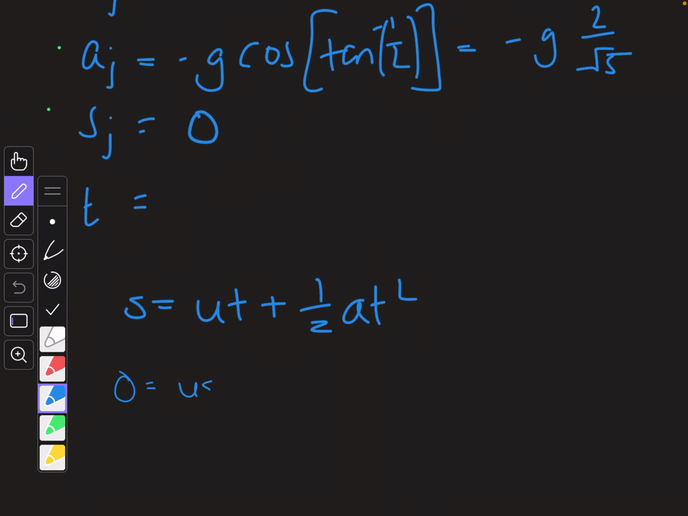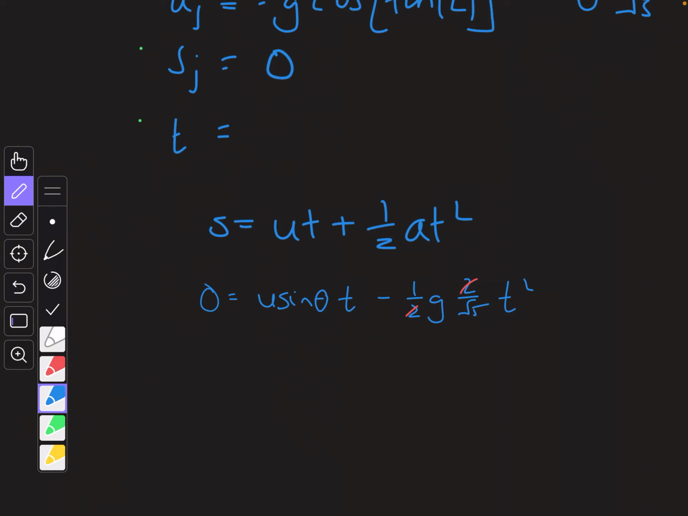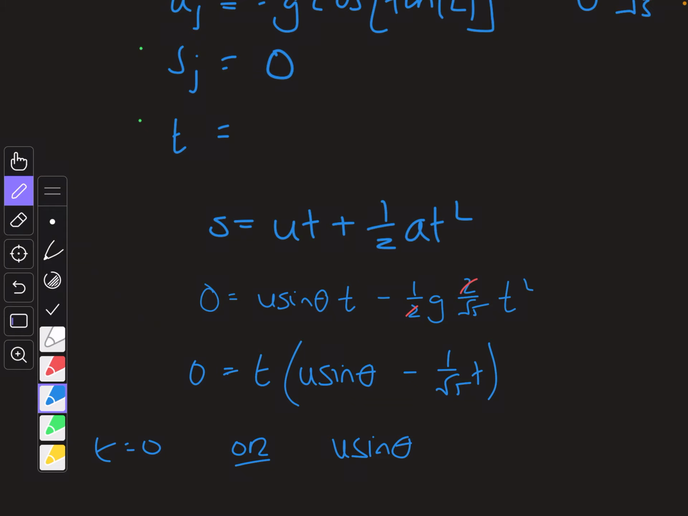So this is u sine theta t minus a half g times 2 over root 5, forgot that little bit there, times t squared. So just to show here, the 2's will cancel nicely. And I'm going to get t times u sine theta minus 1 over root 5 g t equals 0. So that means t equals 0, or u sine theta minus a fifth g t equals 0.